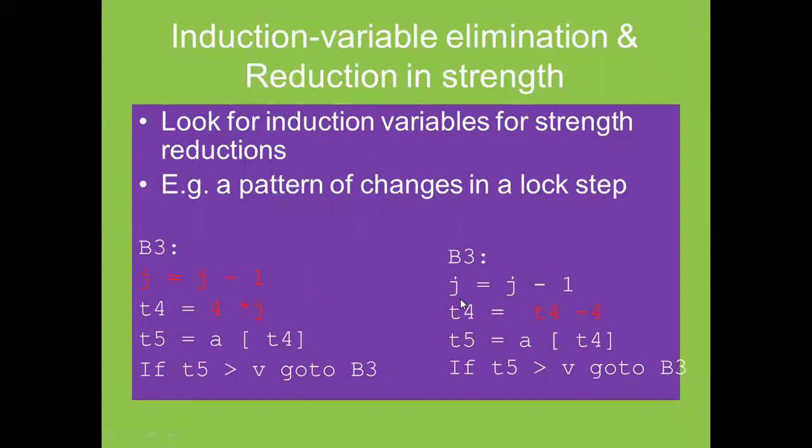Here B3, now you are writing the same, j is equal to j minus 1. Here T4 is equal to T4 minus 4. Okay, so just you are going to do the same thing but in another fashion. So in this manner, you are going to eliminate the induction variable.